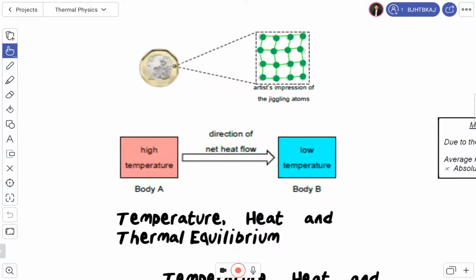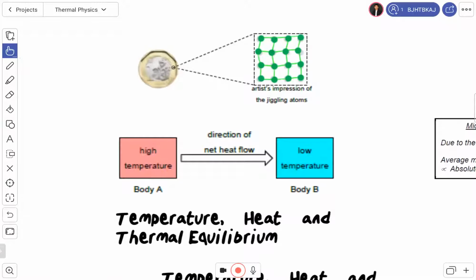Yeah, so when we are talking about temperature, we know that some objects have high temperature, some have low temperature, like a cup of coffee relative to our hand. High temperature. But then when we touch it, we know that heat is flowing from the high temperature object to the low temperature object.